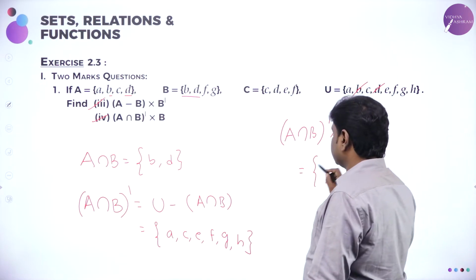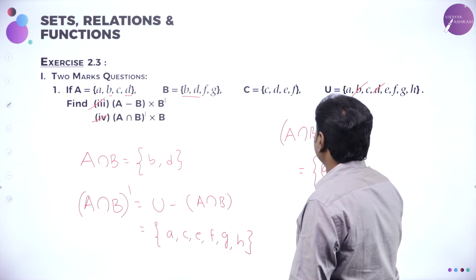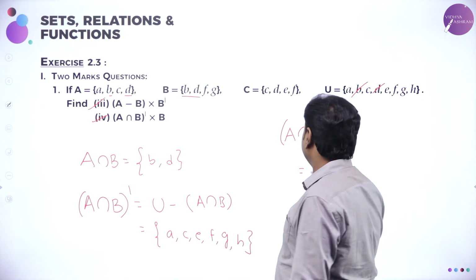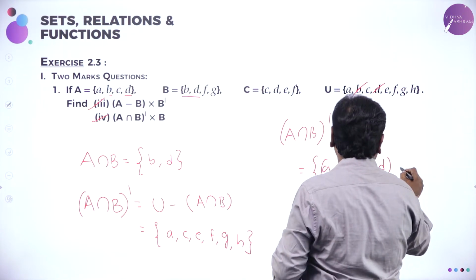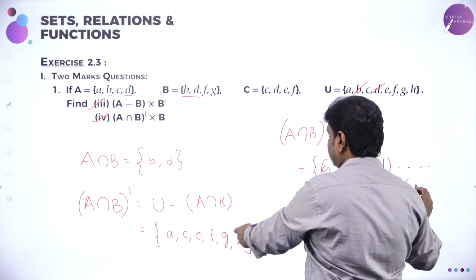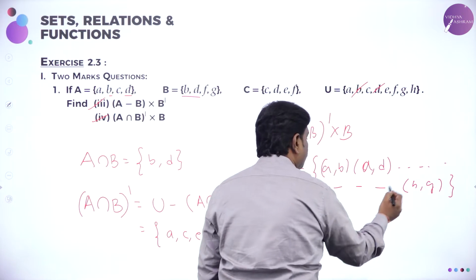If I do that, first I should pick an element from A, and then I should take an element from what? B. What is B? AB, then A with D, AD, like that it goes on till what? The last element, that is H with G. So I am not filling all the elements. I hope all of you understood.